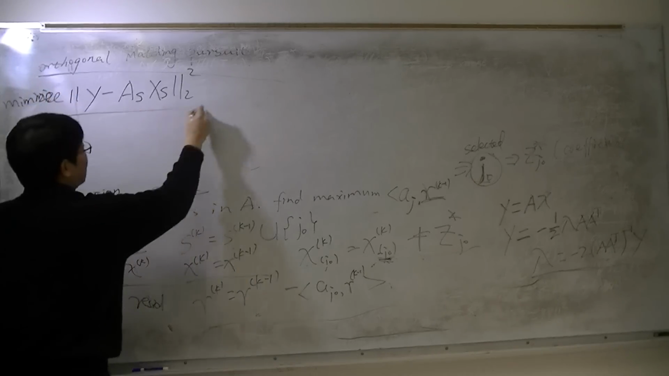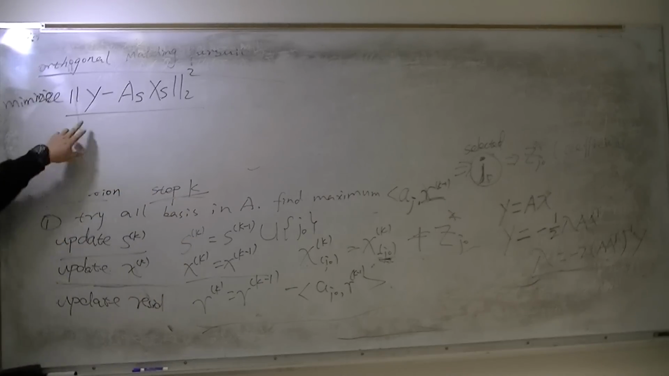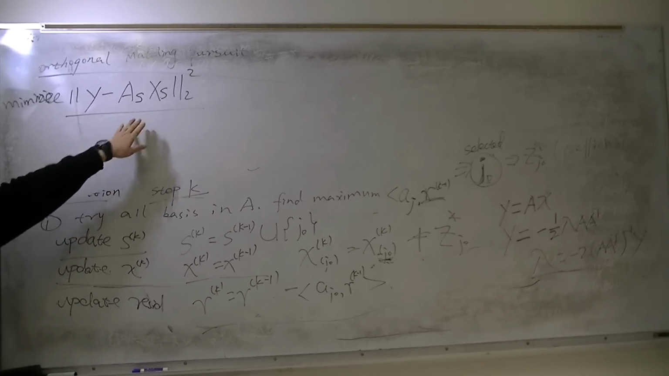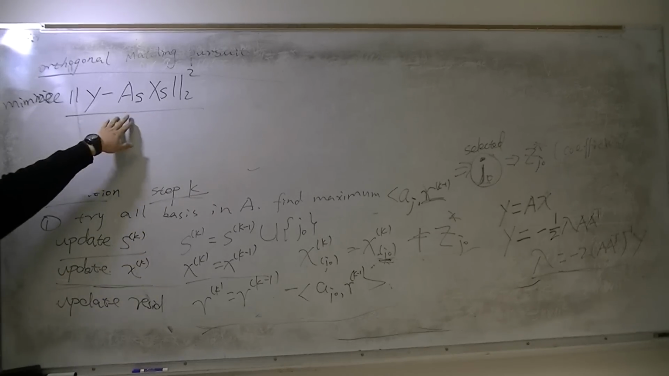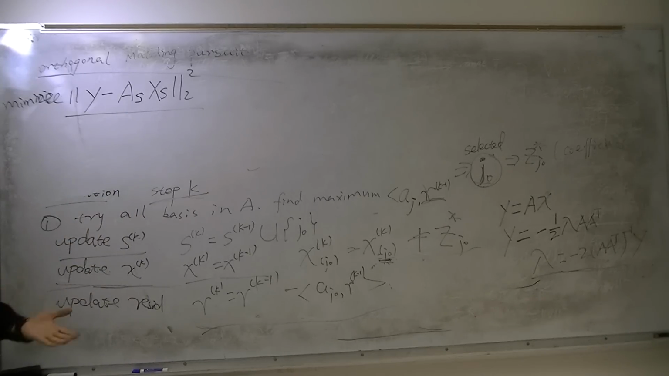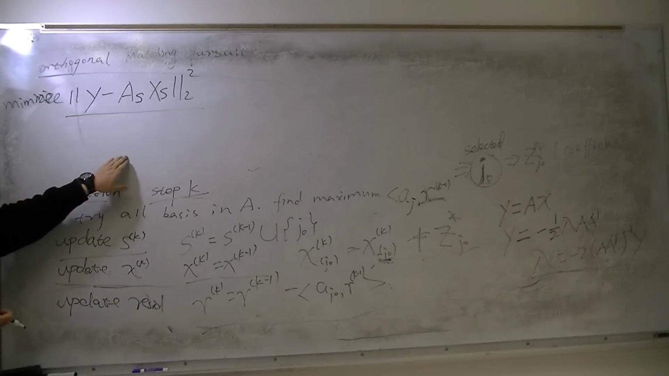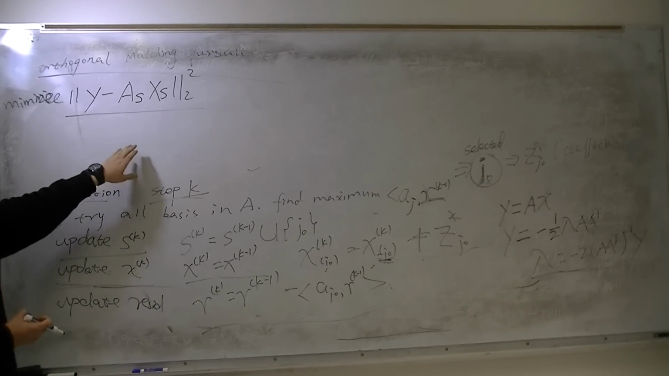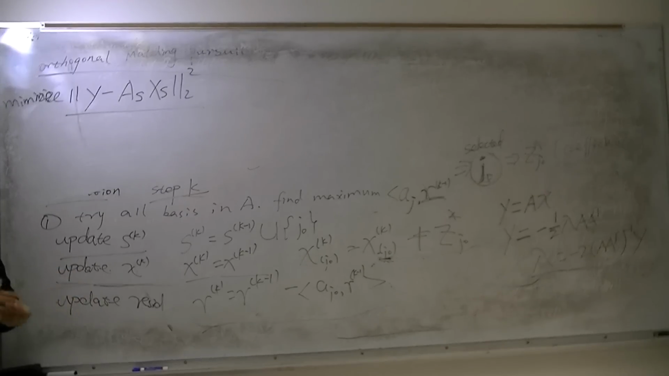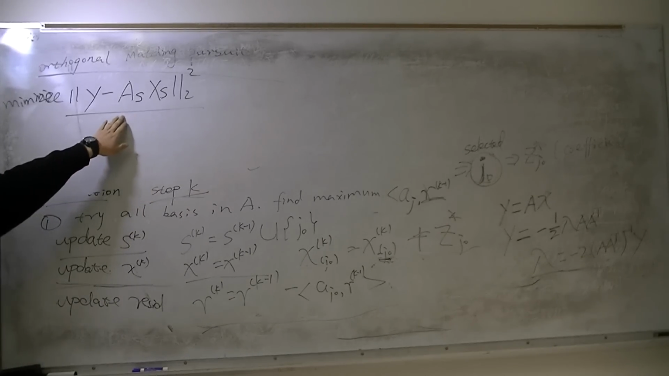We will minimize this L2 norm value, and the Y is the original signal, but A and X are a little bit different from the original A. It is just the items we selected in the current step. And Xs is what we want to solve, the coefficients corresponding to the selected items.